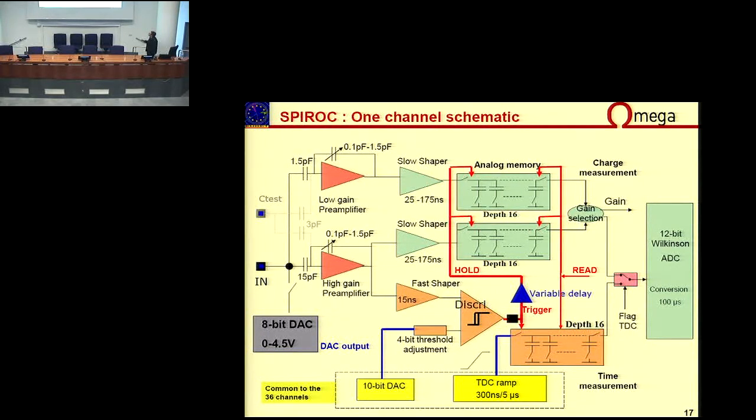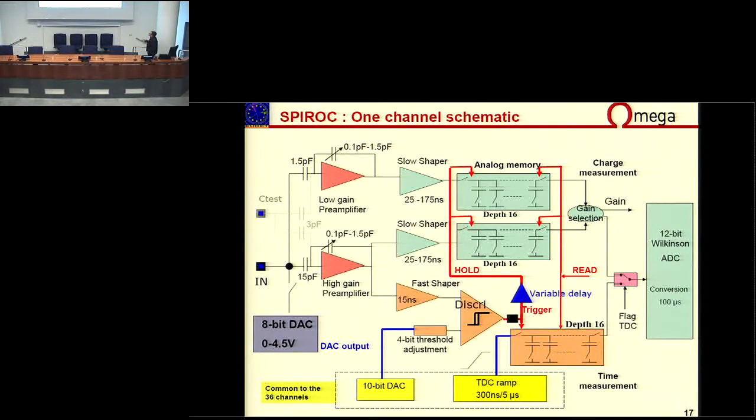So the front end is more or less very similar to the one from Skyrock. Here we have two voltage preamplifiers with two different gains. We have this input DAC which is able to tune the high voltage on the SiPM itself. This is used to compensate the temperature fluctuation of the detector.